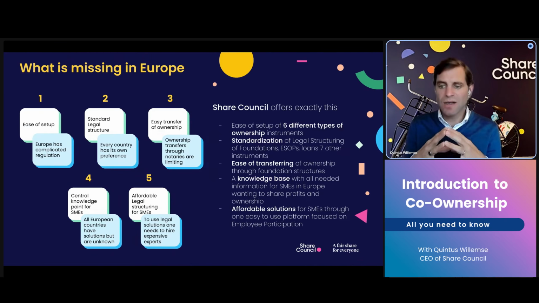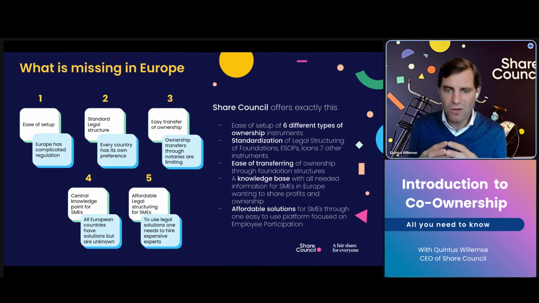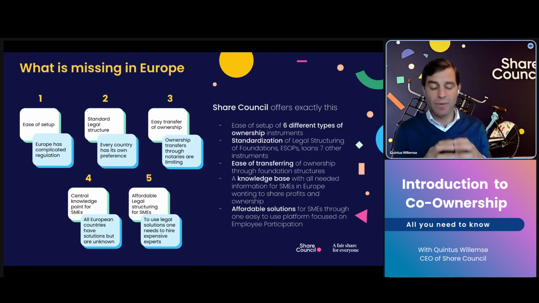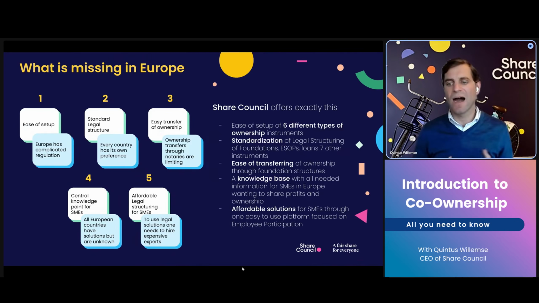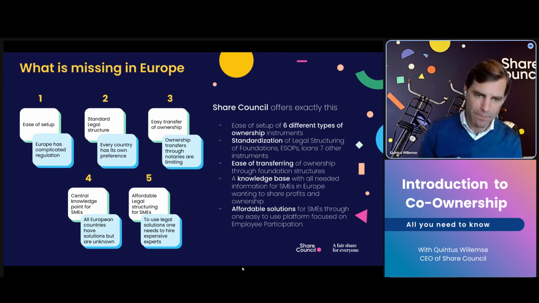I find it mind-boggling. You still can't find one location where all the knowledge is gathered about how to set up employee participation. And then the fifth one is that there is really a lack of an affordable legal structuring for SMEs in Europe. And mind you, again, this is all for SMEs. If you're a big corporation, you see that there's a lot of advisors and others you can hire to set up these kind of things. But the SMEs are really left behind in this whole structuring.